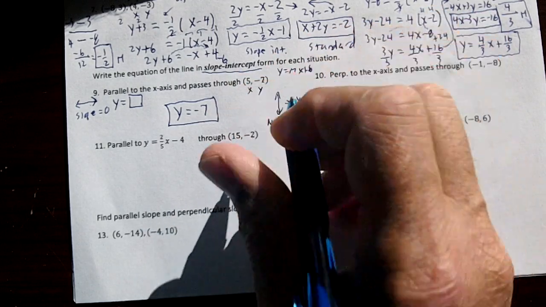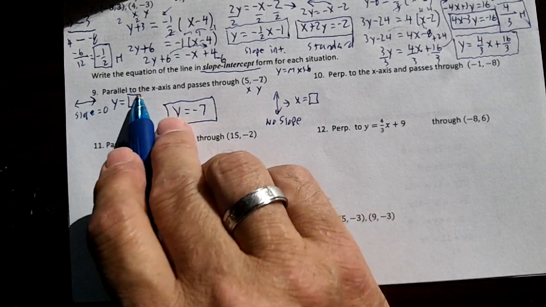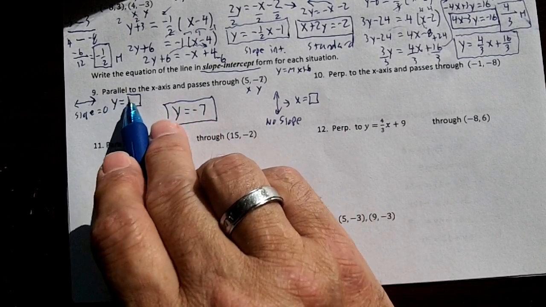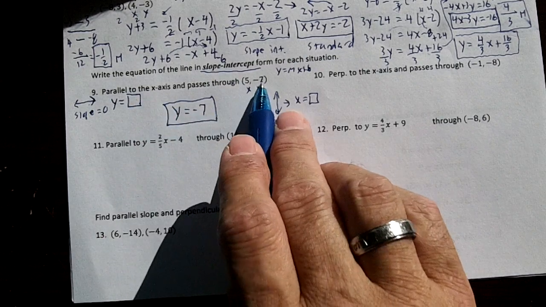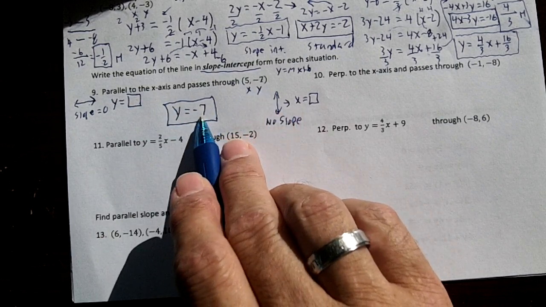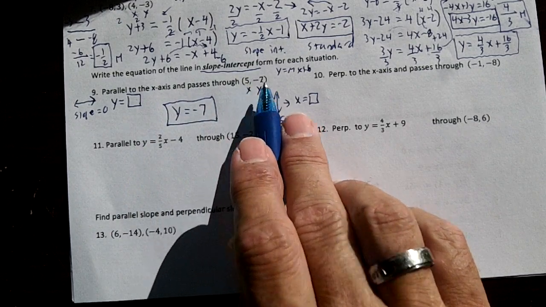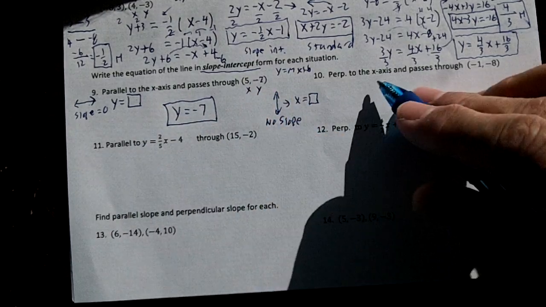Or undefined. So if it's a flat line parallel to the x-axis, your slope's 0, and the answer is going to be y equals something. In this instance it's going to be y equal -7. If it were perpendicular to the x-axis, it would go up and down, and the answer would be x equal 5, wouldn't it? Let's go to this one.